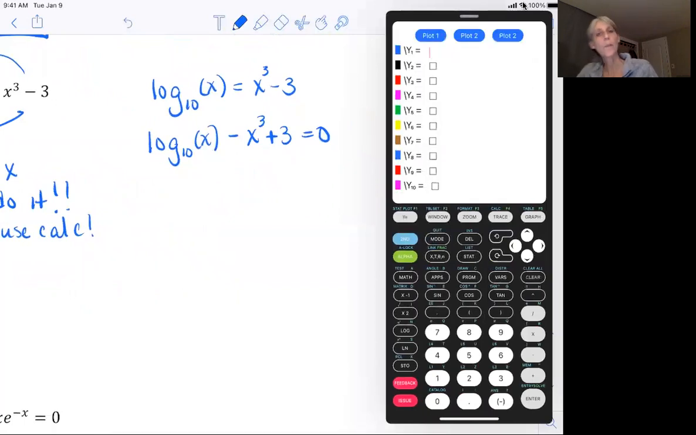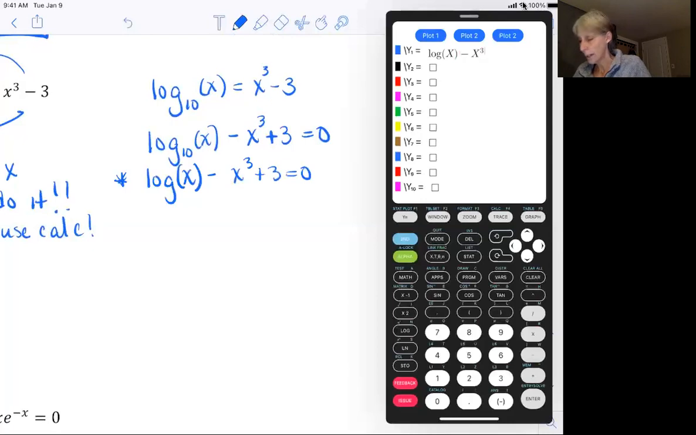So what I'm going to do is use the second trace feature on my calculator. So remember, log base 10 is the same as just hitting the log key on your calculator. But what you have to be aware of is you have to close off that parenthesis after you're done. So I have log x. I'm going to get out of that parenthesis, minus x cubed plus 3. Okay, so that's my equation.